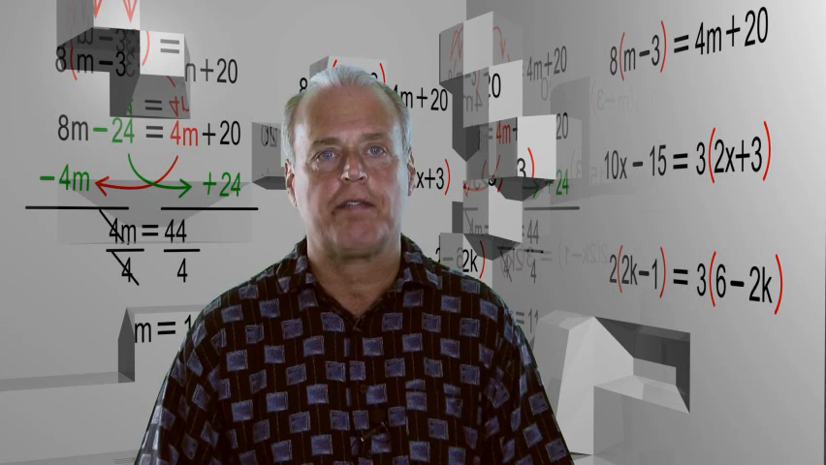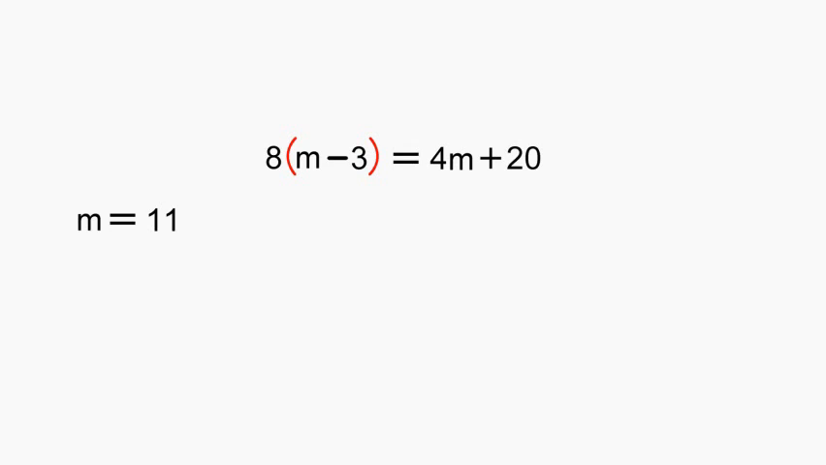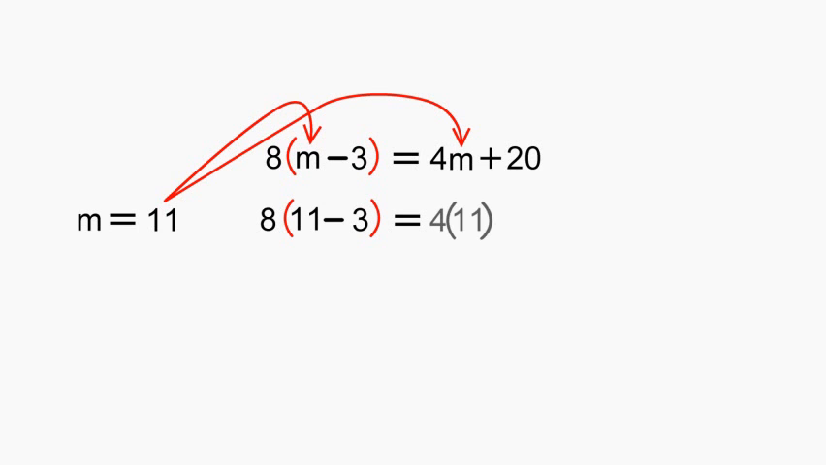Now let's check it to make sure I found the correct number. I'm going to plug the 11 in wherever I see the m, then do the arithmetic on both sides. I'll do the arithmetic on the left side first. Inside the parentheses, 11 minus 3 is 8. Next I multiply that by 8 to get 64.